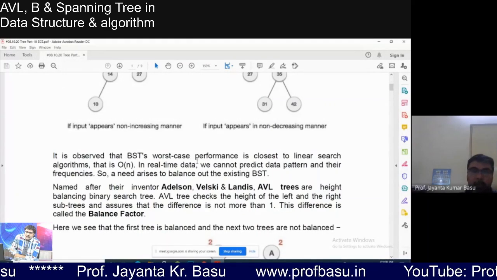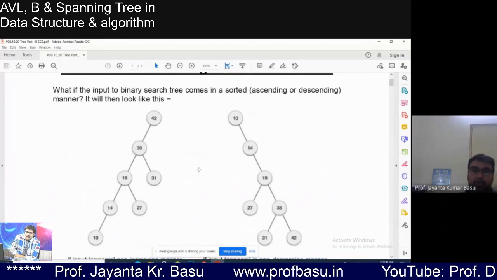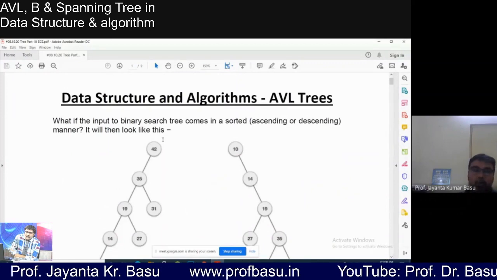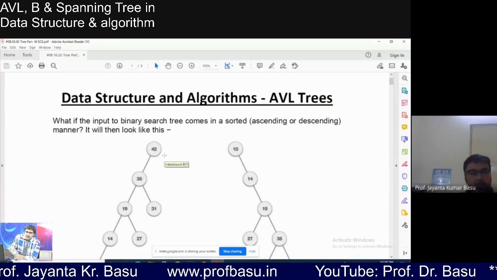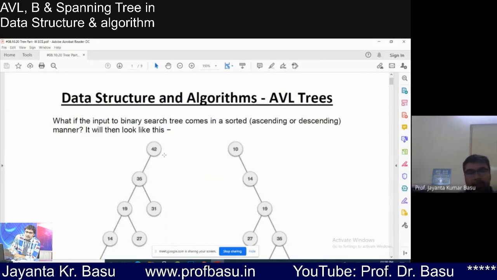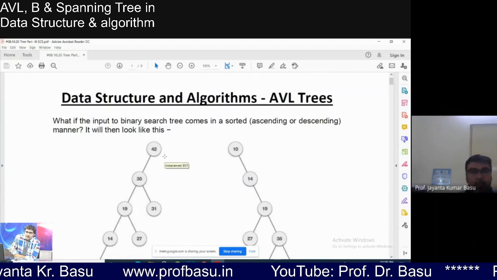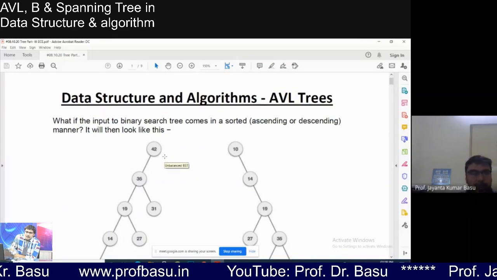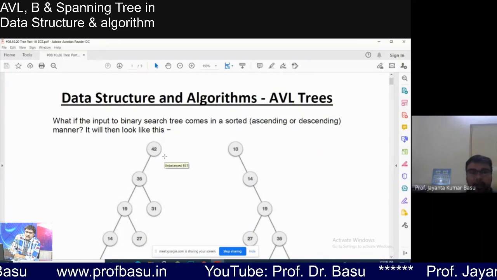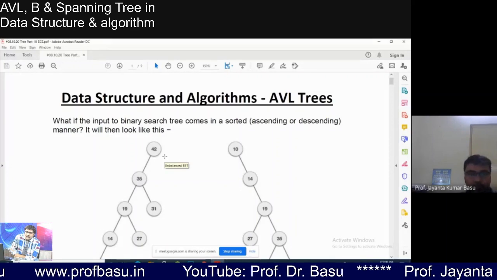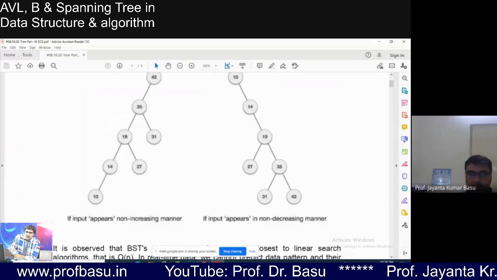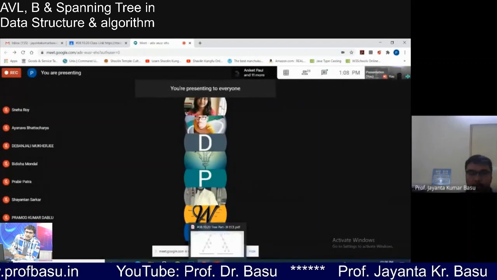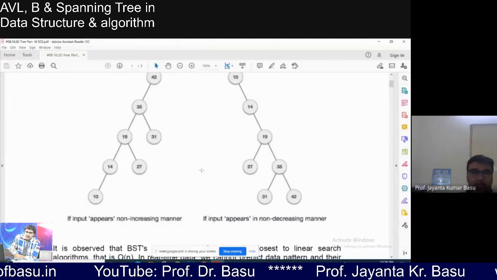AVL tree is a tree with a special feature that all the nodes will be assigned a factor which we call the balance factor. And how do you measure this factor? How do you assign the factor of each and every node? We will discuss. It's very, very important for your exam, I repeat. So you have to concentrate fully, right?